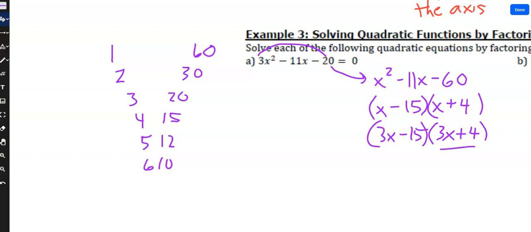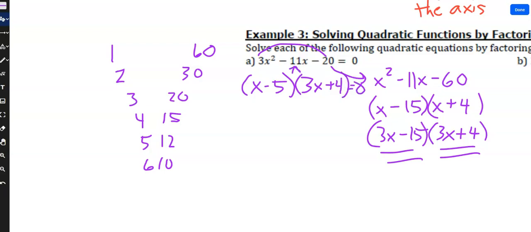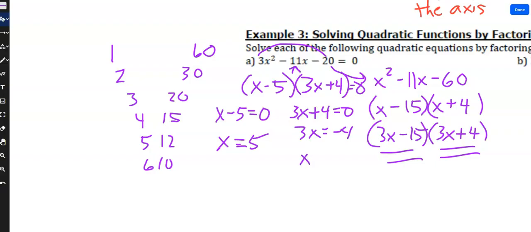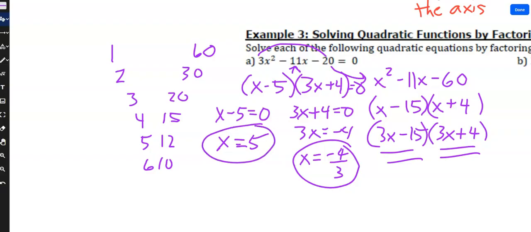And then we look for GCF. Nothing there. There's a 3 there. And so my correct factorization was x minus 5 and 3x plus 4. Okay, that is equivalent to my original. Then I can set the factors equal to 0 and solve them. And of course I get x equals 5. And then on the other one, 3x equals -4, x equals -4 over 3. Okay? So, needed the Berry method for that one.